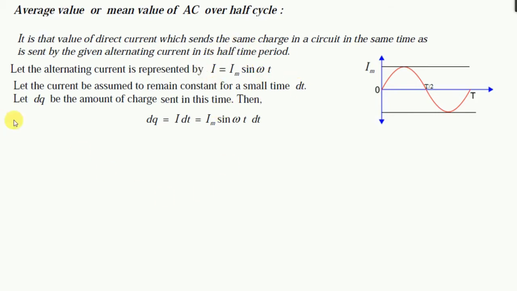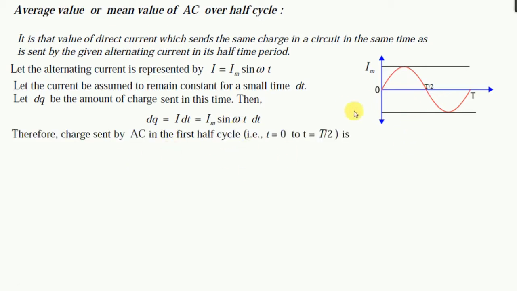And this is the expression for AC. Let dq be the charge that is sent through the circuit in time dt, and this time dt is very small, so that current is fixed. So we can write charge is equal to current into time. So small charge dq is I into dt. If you put the value of I from here, then you will get Im sin omega t dt.